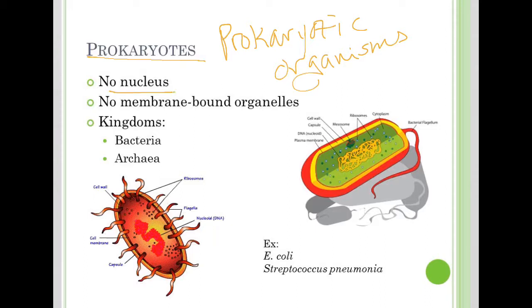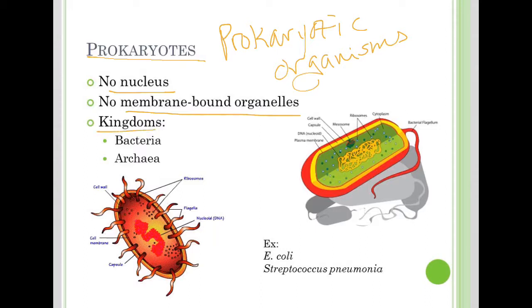Prokaryotes have no nucleus. They do not have membrane-bound organelles, so they do not have these structures that eukaryotes will have that have their own membranes and that have special functions. They don't have those. Now, that's not to say they don't have any organelles. They do, actually. They're just not membrane-bound organelles.